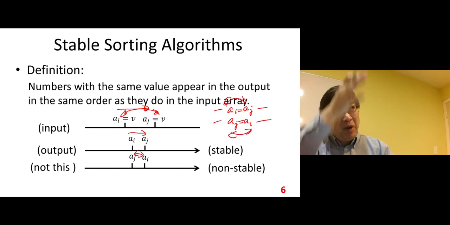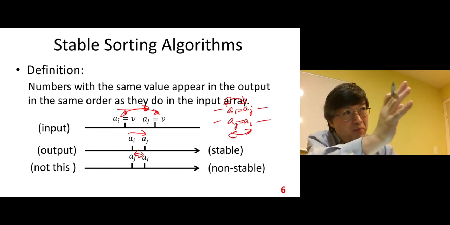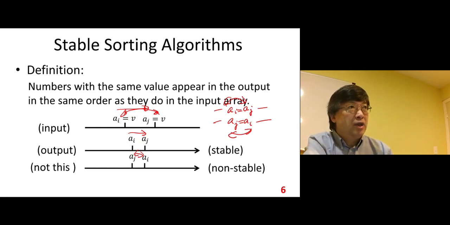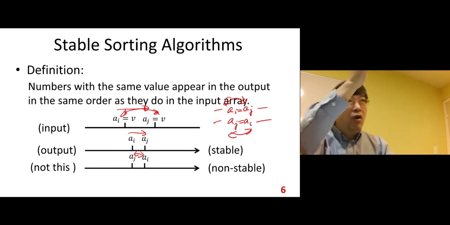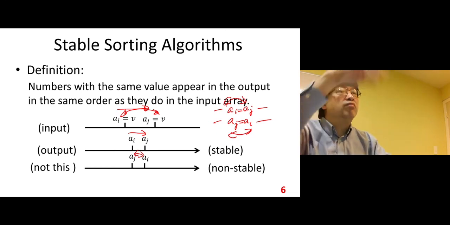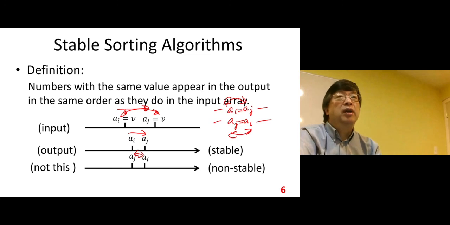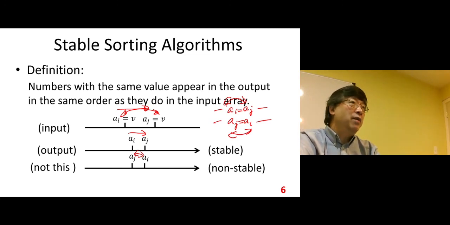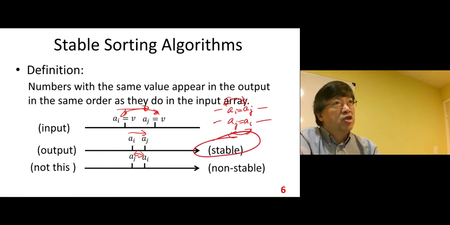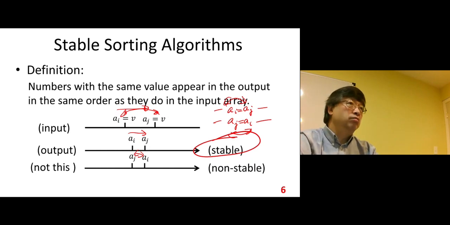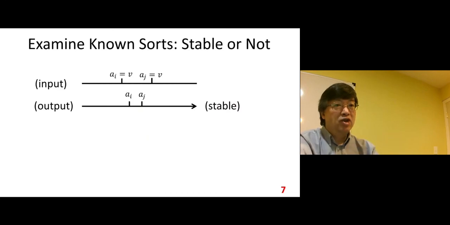Because when we sort digit by digit, this stability property is extremely important. If it's not stable, the order you have from the previous step gets completely messed up. So you do not allow that to happen. That's why we need a stable sorting algorithm. The counting sort is stable. Why is the counting sort stable? In the next slide I will explain that.